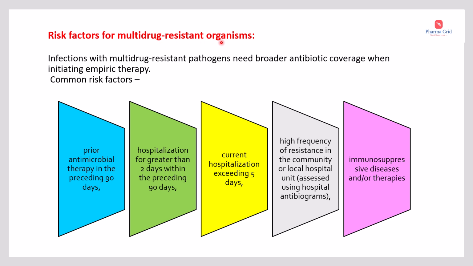Risk factors for multi-drug resistant organisms. So infections with multi-drug resistant pathogens need broader antibiotic coverage when initiating empiric therapy. So the common risk factors include prior antimicrobial therapy in the preceding 90 days. Then hospitalization for greater than 2 days within the preceding 90 days. Then the next risk factor is current hospitalization exceeding 5 days. Then high frequency of resistance in the community or local hospital unit, assessed using the hospital antibiograms. Then immunosuppressive diseases and or immunosuppressive therapies. So all these are risk factors for the emergence of multi-drug resistant organisms.